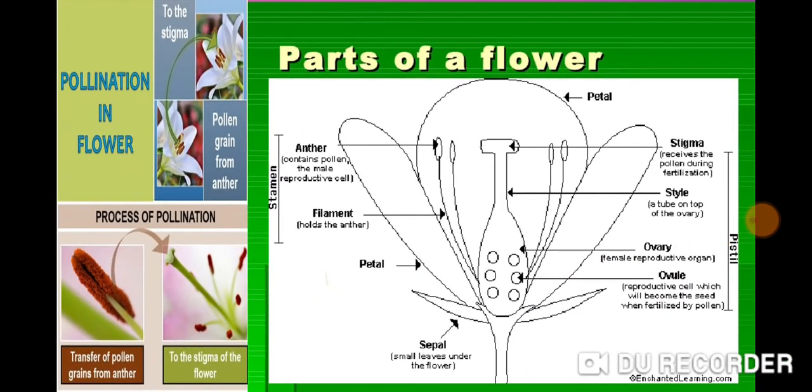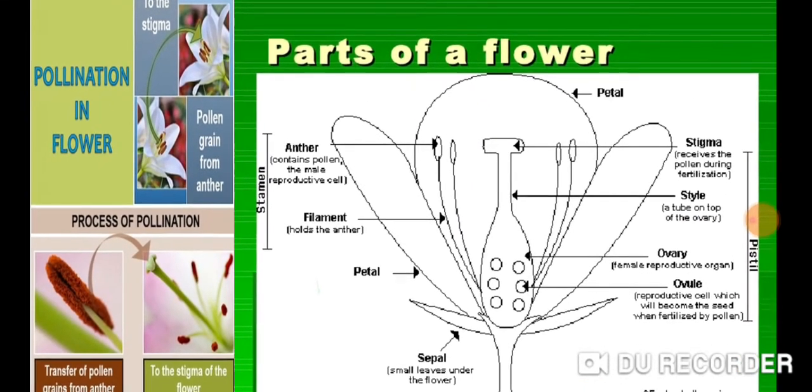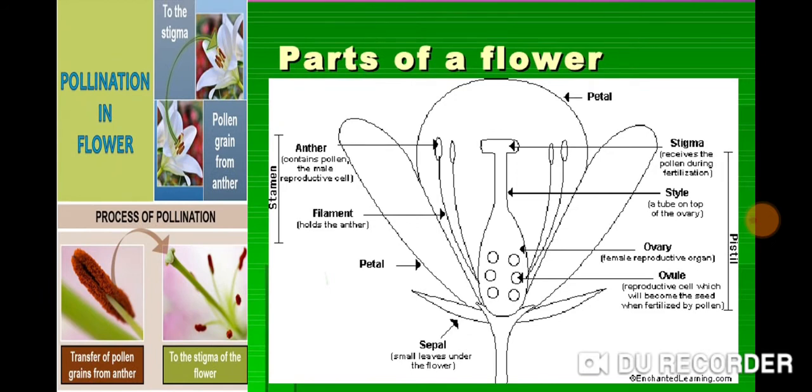Here are the parts of a flower. These filaments are known as anther, and the upper portion, the flattened side, is known as the stigma, whereas the stalk is the style, and we have an ovary.